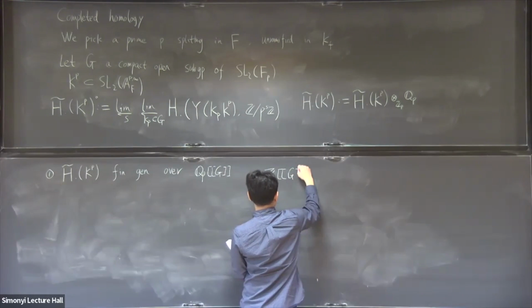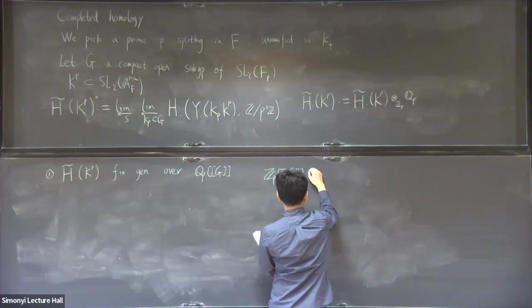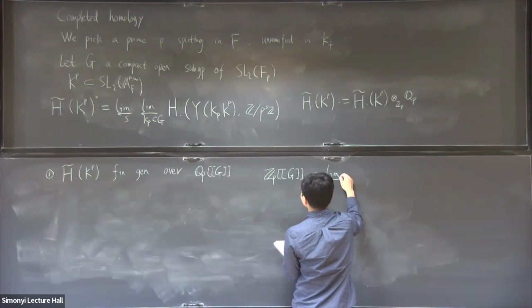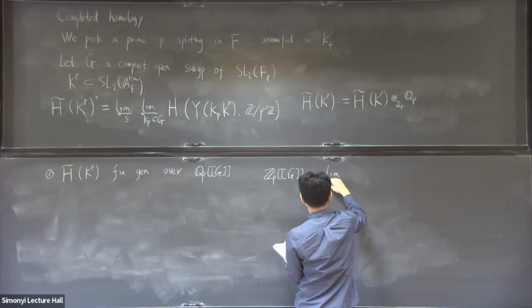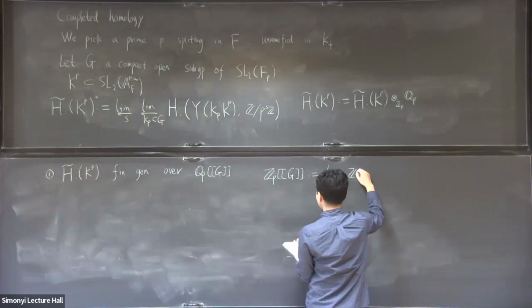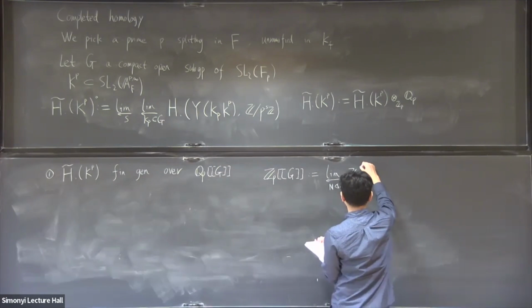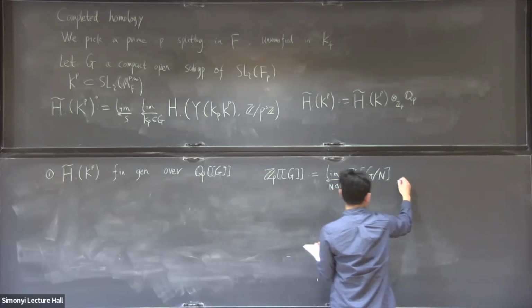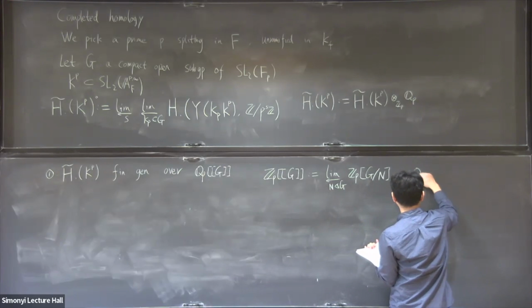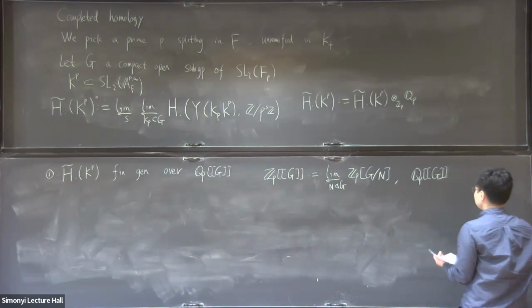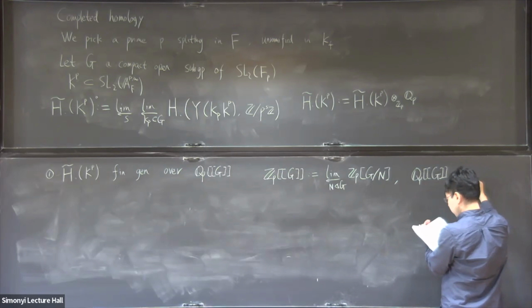Define Q_p double bracket G to be just the limit over the finite group rings, then I invert p. And this is a Noetherian Q_p algebra.